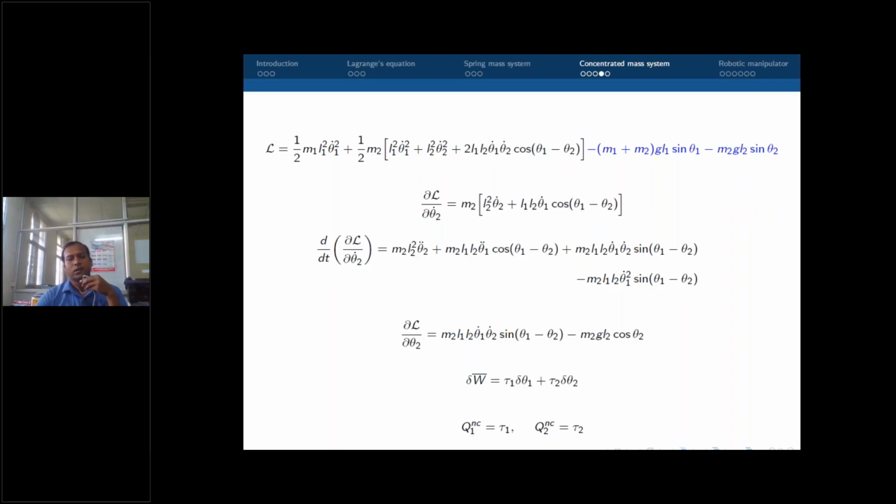Next step is to write the virtual work related to these external forces. The virtual work related to these external forces is the virtual angular displacement delta theta 1 multiplied with the torque tau 1, plus the virtual angular displacement of the second rod, delta theta 2, multiplied with the externally applied torque tau 2. That is the virtual work related to externally applied torque. Now we have the expressions for Q1 and Q2. Again, we call it generalized force, but it can be a moment.